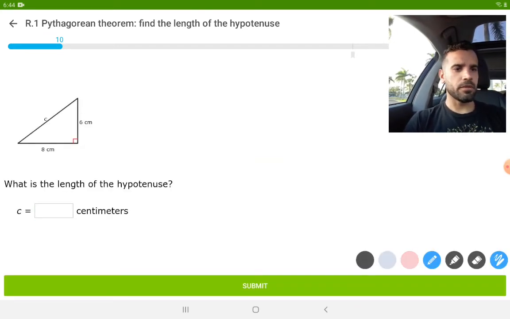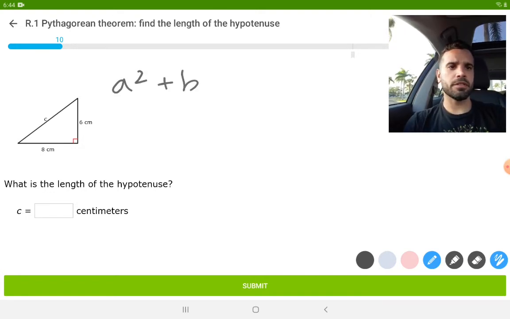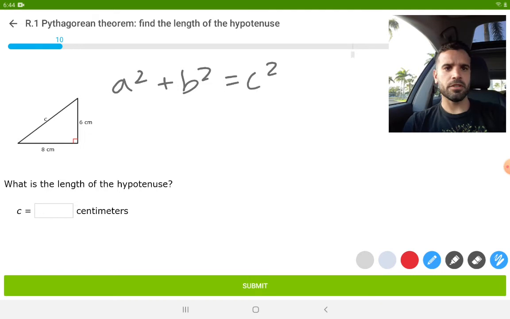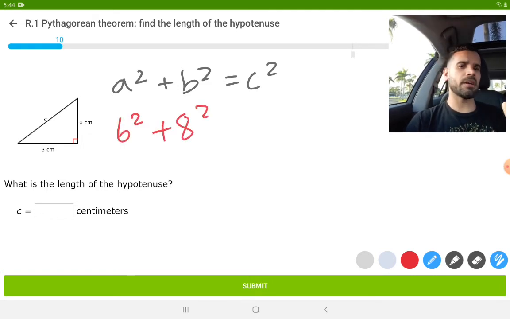Okay, so start by writing out the Pythagorean theorem, the formula. So a squared plus b squared equals c squared. Plug in what you know from the problem. We know legs a and b. So we have 6 squared plus 8 squared. Again, remember, it doesn't matter which one's leg a or leg b because of the commutative property of addition. You can interchange those two. But we do know that added together, their sum is equal to c squared.